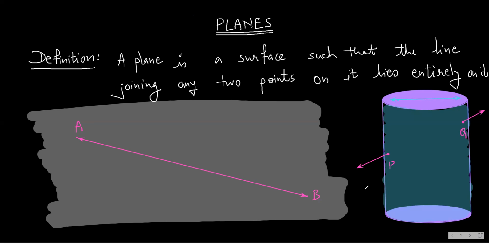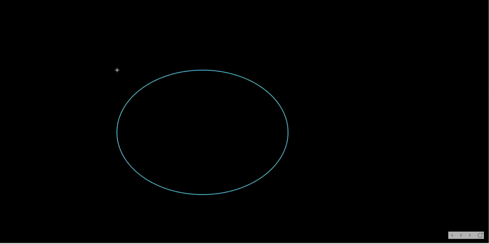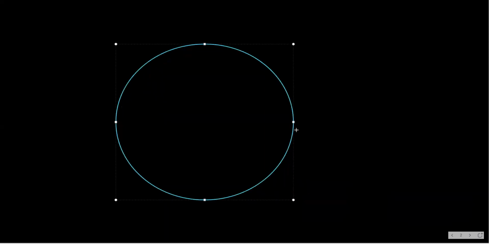You have a surface of paper on which you write. If you take any 2 points on that paper and join them with a straight line, you notice that all the points of the straight line lie on that page. So that page becomes a plane. It is a plane. I give you one more example, and that example is of a sphere.